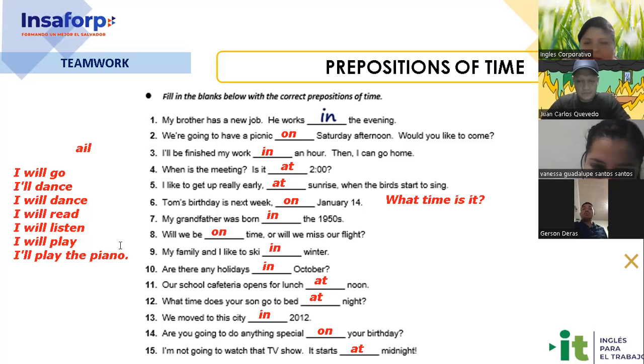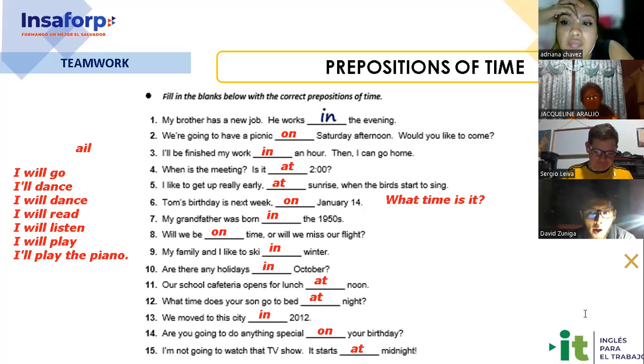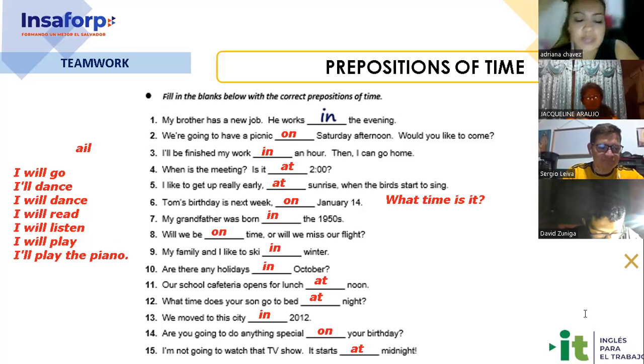My family, number nine. Let's see, Juan Carlos, number nine. My family and I like to ski in winter. Ski. My family and I like to ski in winter.